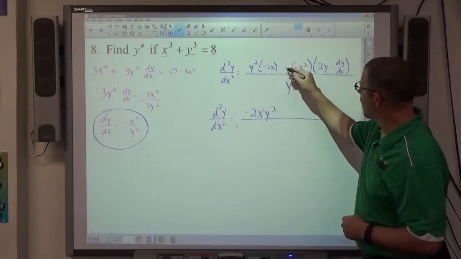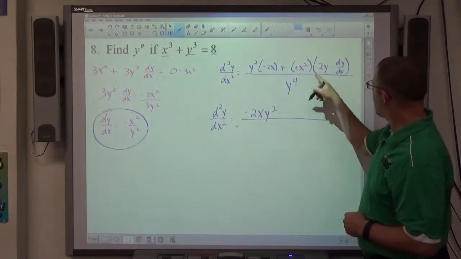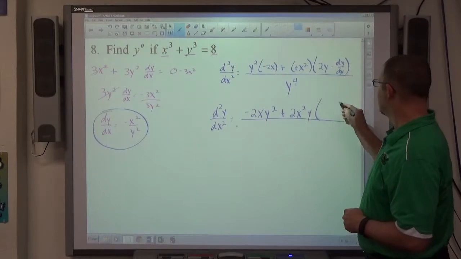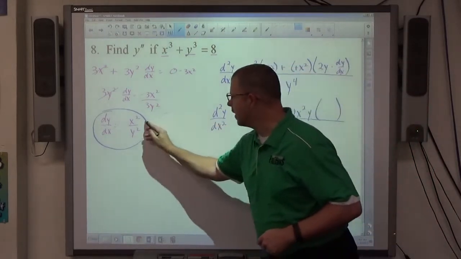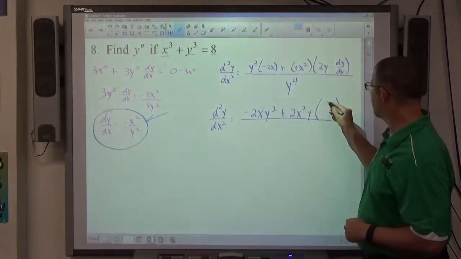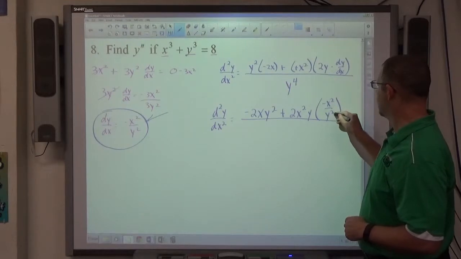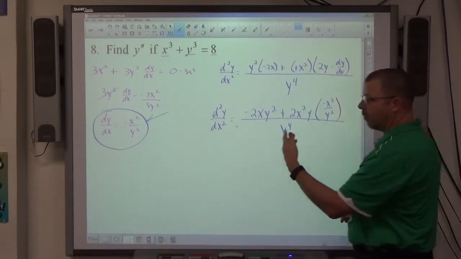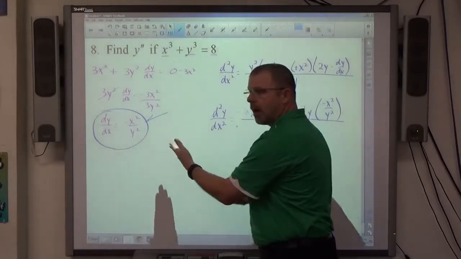I've got minus minus, which makes plus. Altogether I get plus 2x squared y dy dx, which happens to be that expression. So I'm going to put that expression back in here over y to the 4th. So again, I'm differentiating. When I do the derivative of y squared, it's 2y dy dx.